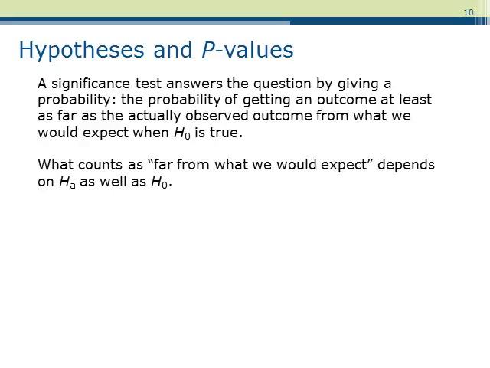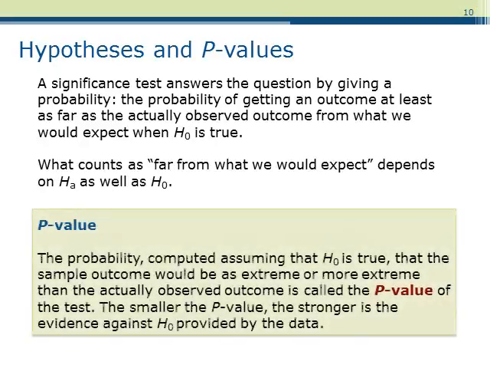A significance test answers the question by giving a probability: the probability of getting an outcome at least as far as the actually observed outcome from what we would expect when the null hypothesis is true. What counts as far from what we would expect depends on both hypotheses. This probability we are referring to is called the p-value.